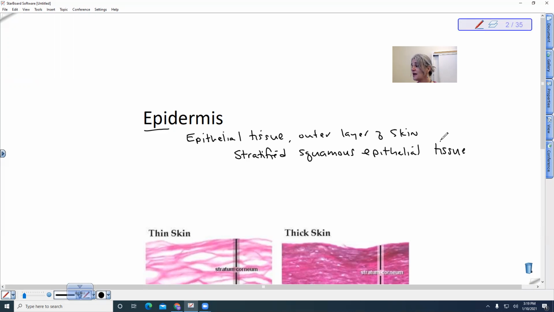So it is primarily made up of a type of cell called a keratinocyte. Keratinocytes, cyte means cell. Keratin, you might remember, is actually a structural protein. So this is a cell that is filled with keratin.